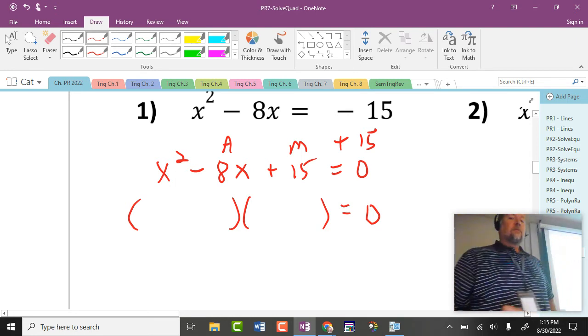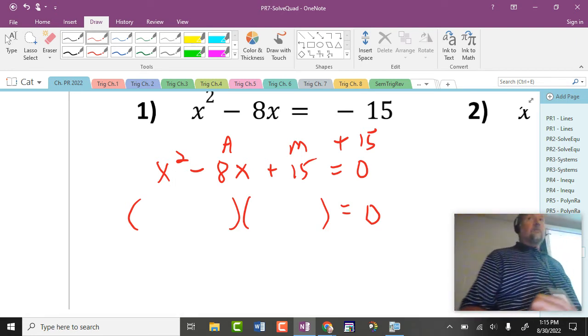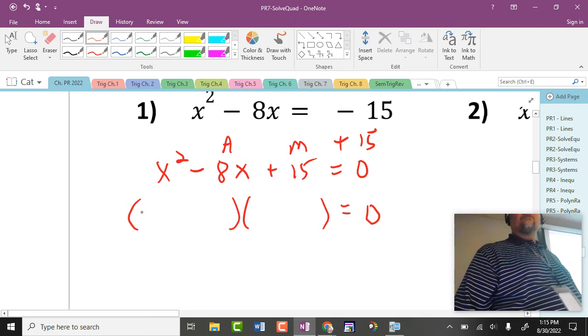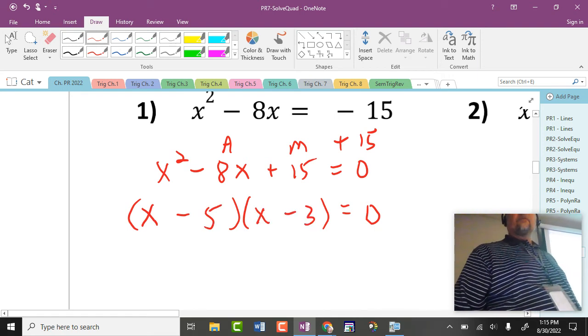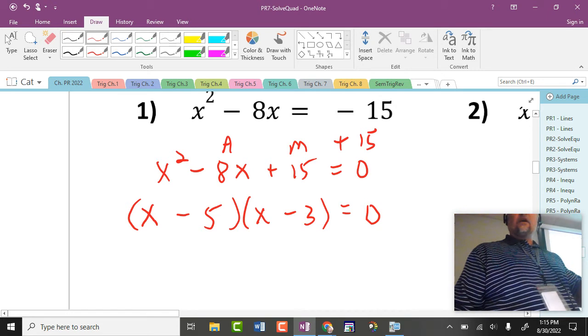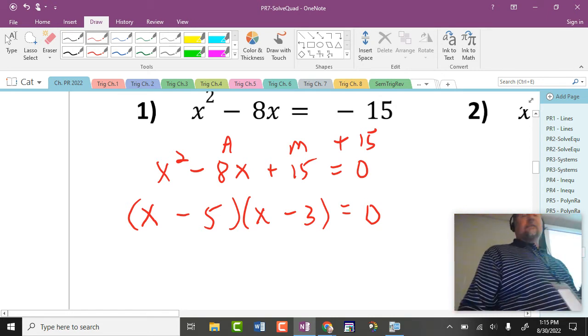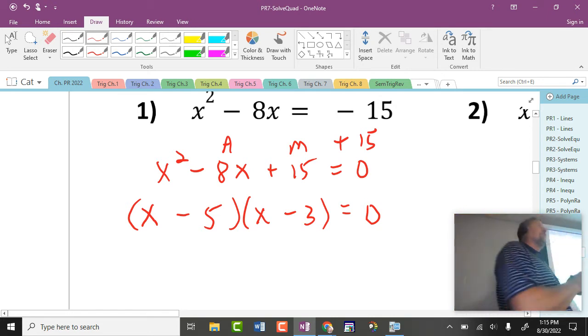Nice. So then what does that mean the factors are? Good. And then good FOILers, good factors. I got it. X squared, negative 3x, negative 5x, negative 8x. I'm good. Negative 5 times negative 3 is 15.